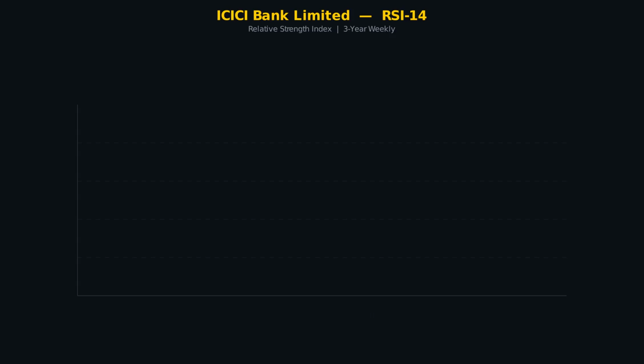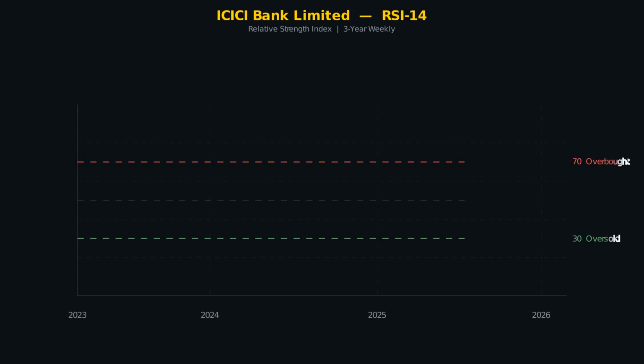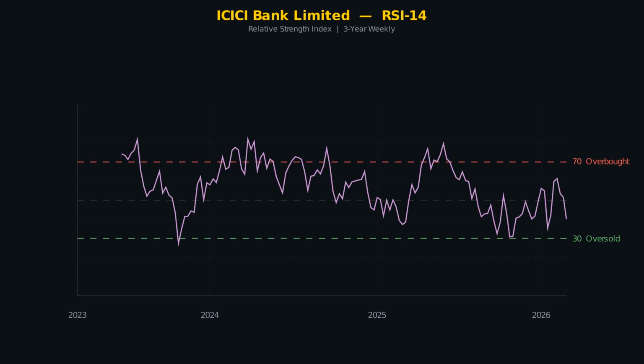Here is the RSI chart for ICICI Bank Limited over 3 years. The red dashed line at 70 marks overbought. The green dashed line at 30 marks oversold. The current RSI reading is 39.7. RSI is in neutral territory. Momentum is balanced between buyers and sellers.